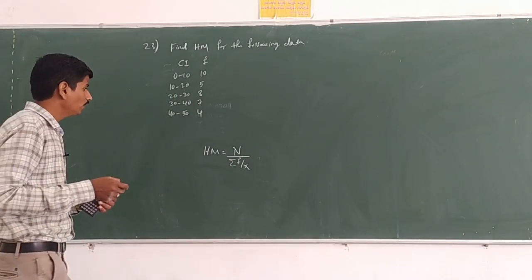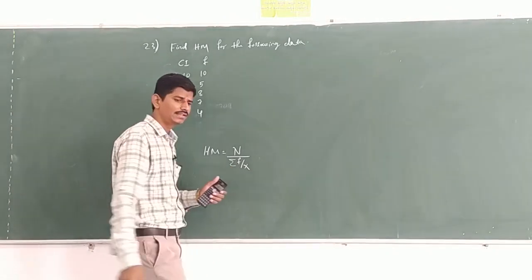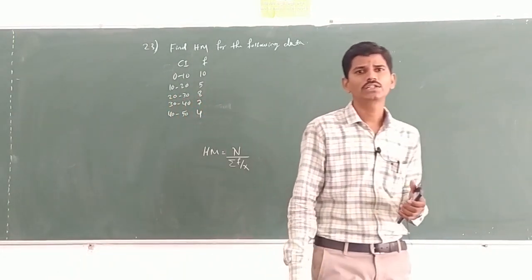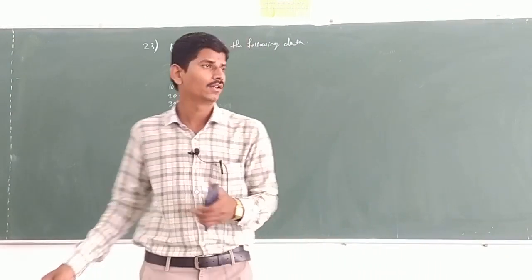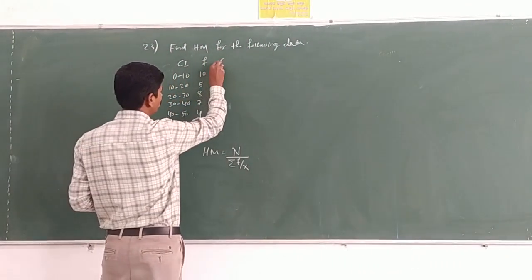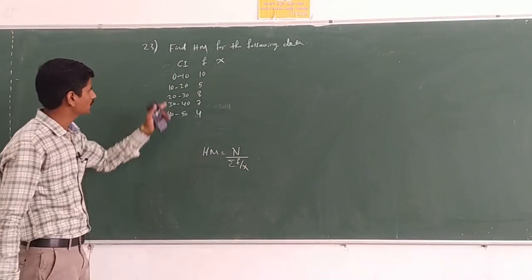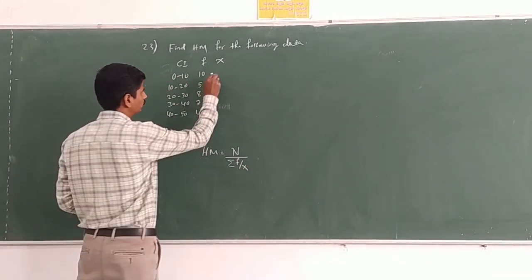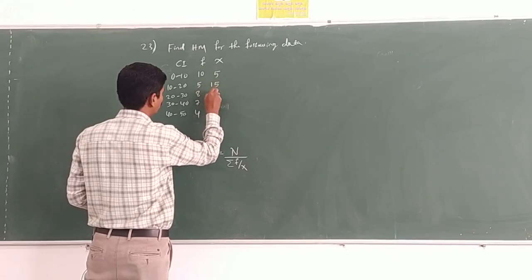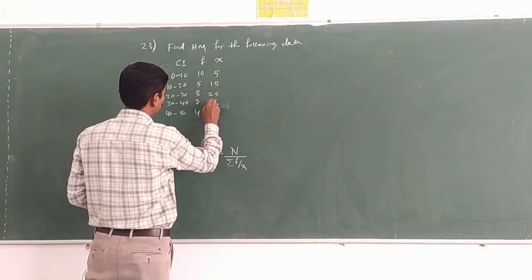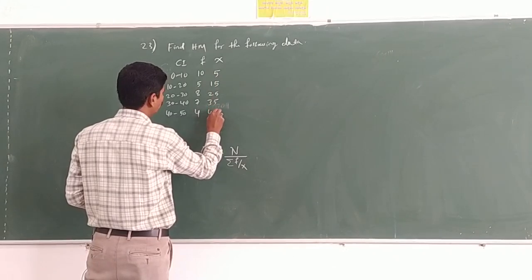Here we want x. What is x here? X is the midpoint of the class interval; the class mid value is the x value. So we have to find the x values. One more column, the x value, the midpoint of the class interval. 0 to 10 mid value is 5, then 10 to 20 is 15, then 25, 35 and 45.